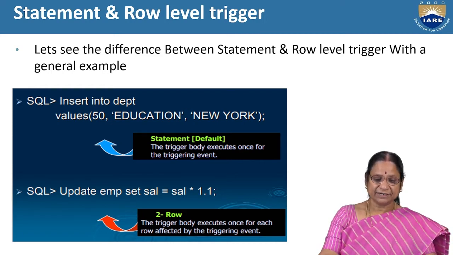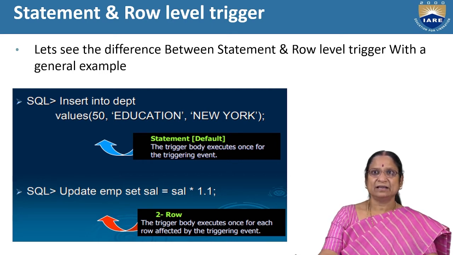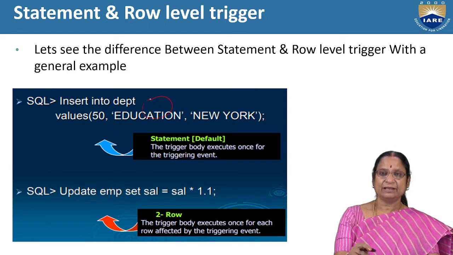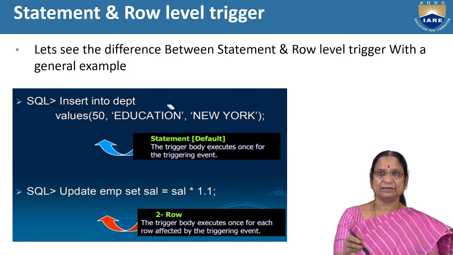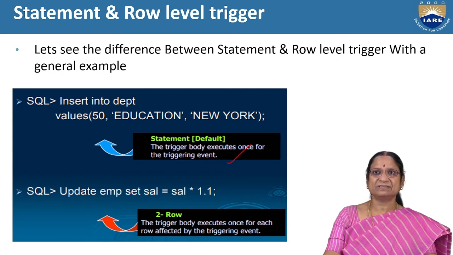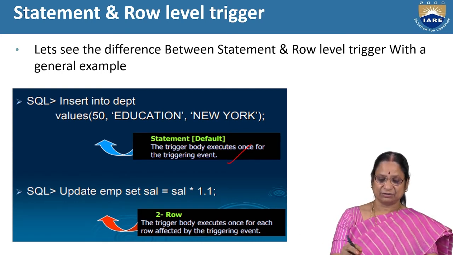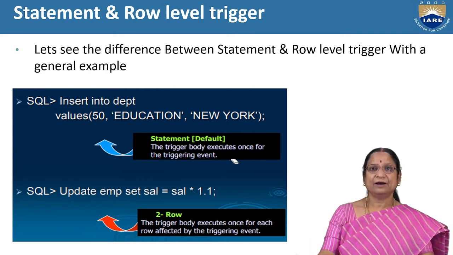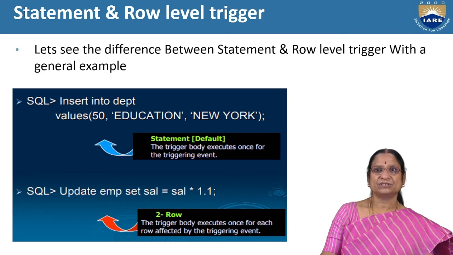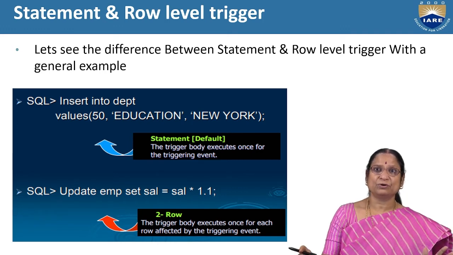So statement and row level triggers are going to be executed here. For example, insert into department values, that means one row we are inserting. So when we are inserting, any statement trigger implemented on this particular insert operation, that trigger body is going to be executed once for the triggering event. If we already stored a trigger based upon the insert operation without specifying any row concept, then it will be executed.